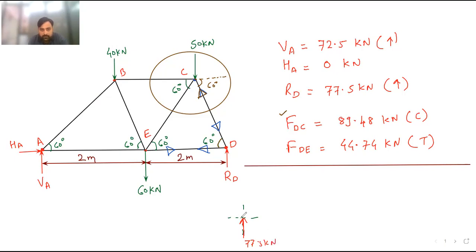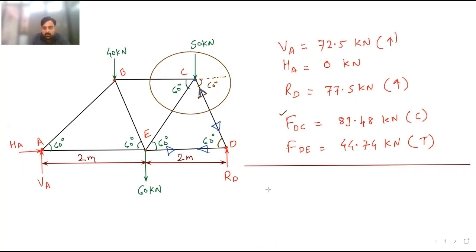Then at point D, this member is compressive. What is the value? It is 89.48. So initially we have taken it as tensile. So right from the initial step we will solve it, so that there will not be any confusion amongst you about when to take it as plus and when to take it as minus.